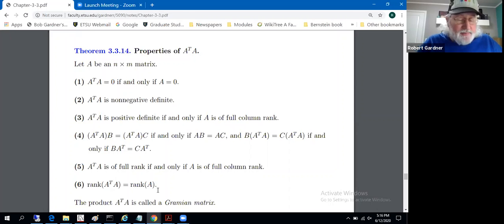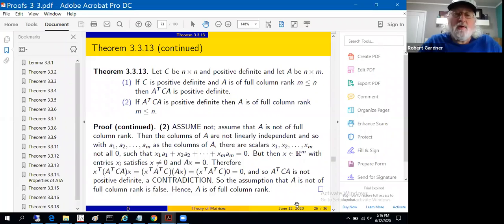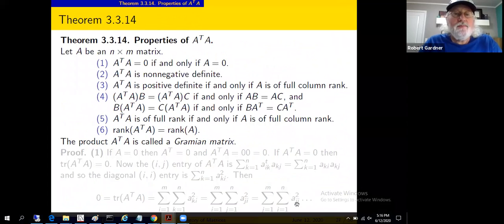So a bunch of claims. Let me keep this in the background. We'll have to jump back and we'll go through the proof of all of these. We'll have to jump back to the statements occasionally. Okay. Part one. A transpose A equals 0 if and only if A is a zero matrix.